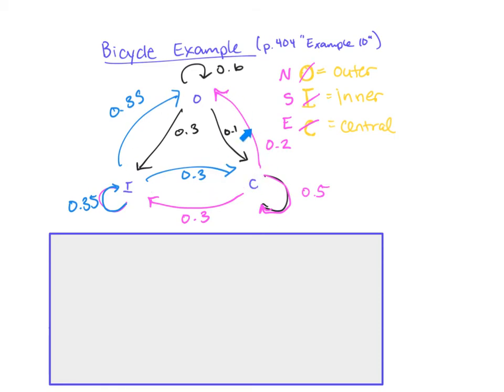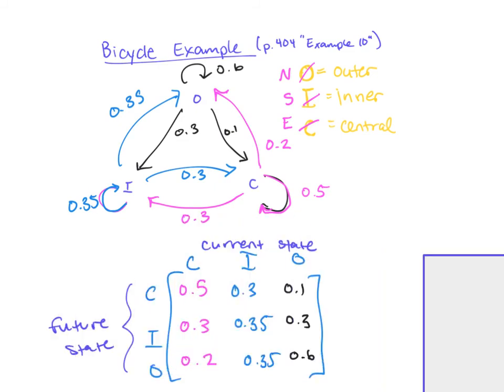So look at just the pink right here. If a bike starts in the central part of the city, there is, according to this, a 50% chance it will end up in the central part of the city. There is a 30% chance it will go to the inner part of the city, and a 20% chance it will go to the outer part of the city. Similarly, if you look at the black numbers here, outer, 60% chance, etc. And you can go through and look at this entire thing again, page 404, example 10.